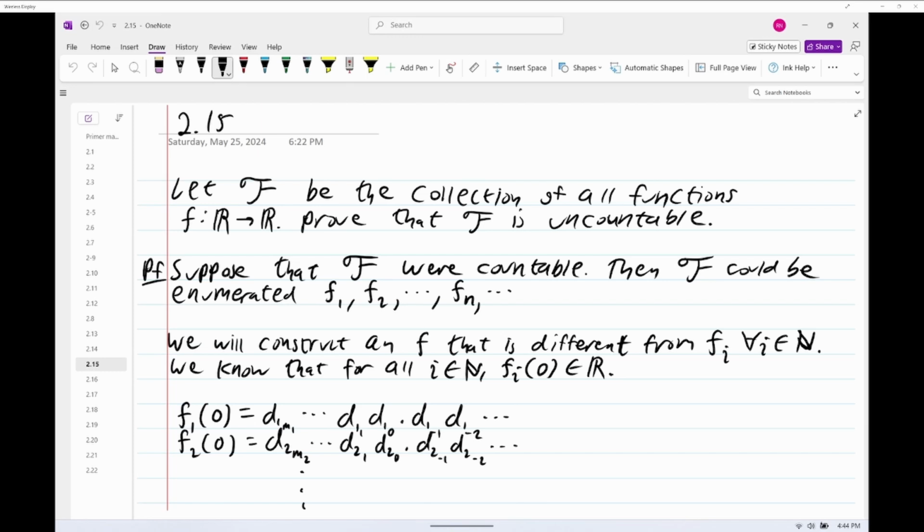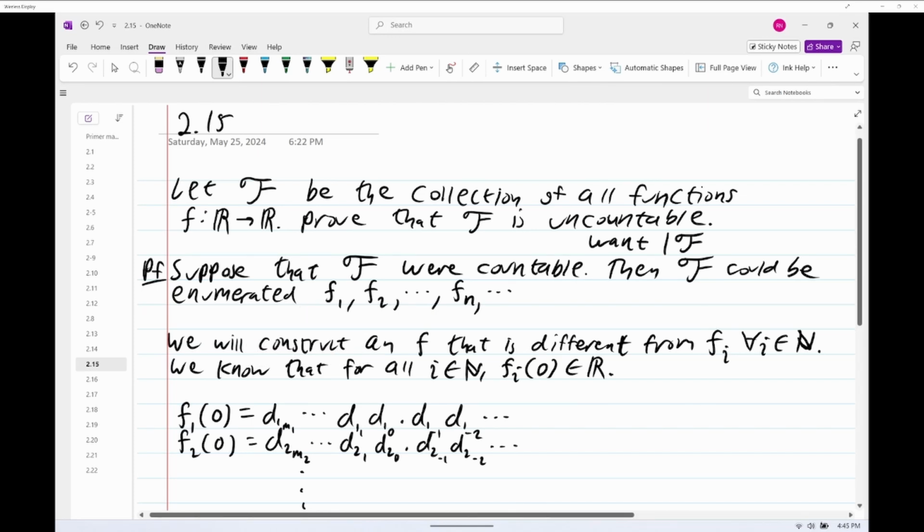All right. Let script F be the collection of all functions f from R to R. Prove that F is uncountable. Okay. Now we're cooking. So what that means is that F is the collection of functions that give you real numbers from real numbers? Yes. Okay. And we want the cardinality of F bigger than the cardinality of N.